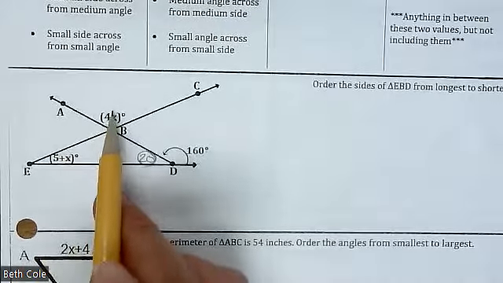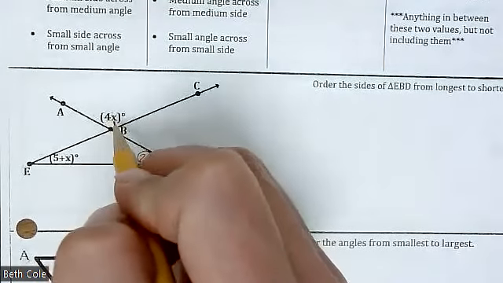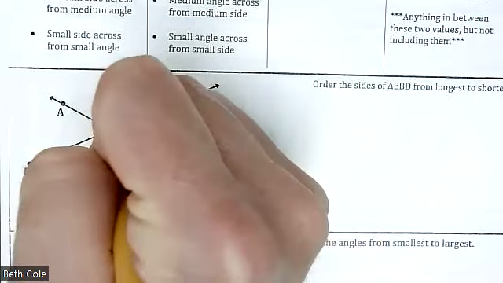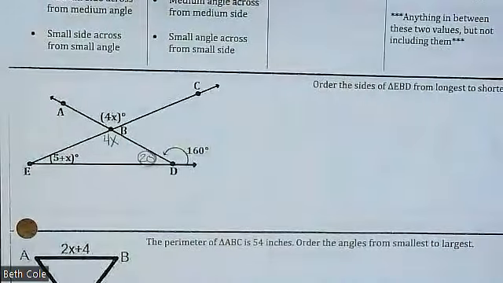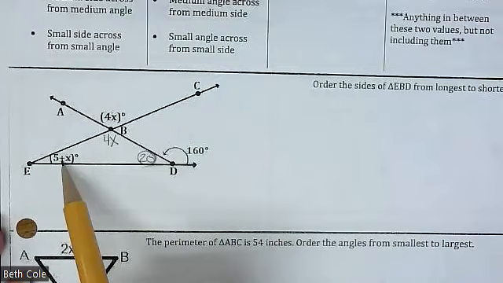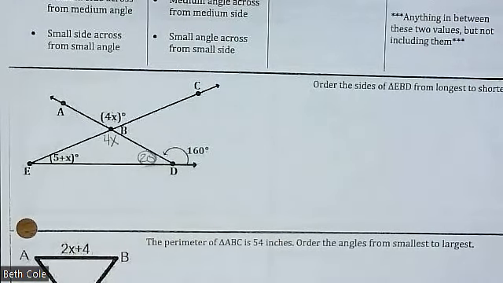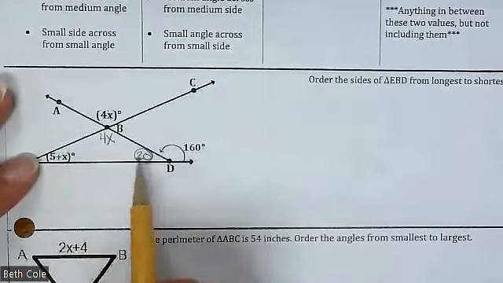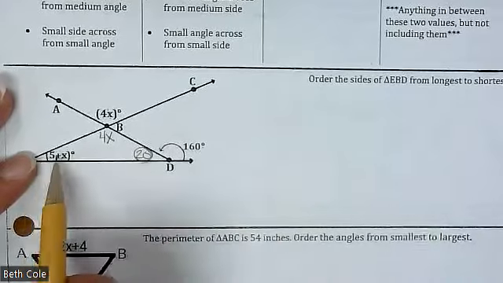But this one right here, these are vertical angles across from each other. So if this one is worth 4x, then this one is also worth 4x. And that gives us a problem to set up because we have the whole triangle, and I know that a whole triangle is 180. So I'm going to take these three and add them together to equal 180.